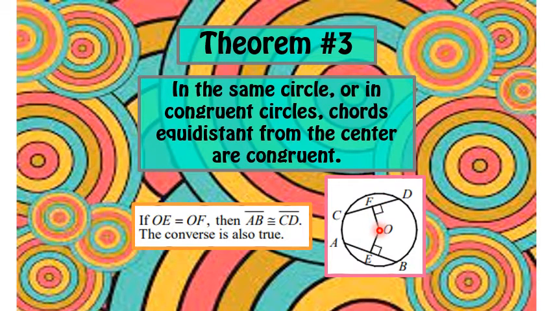So if these two little segments, OF and OE, are marked as being congruent, then you can say that CD and AB are also congruent. So if OE and OF are equal to one another, equal in length, then AB is congruent to CD. Those are the chords. And you can also say the converse of that is true.